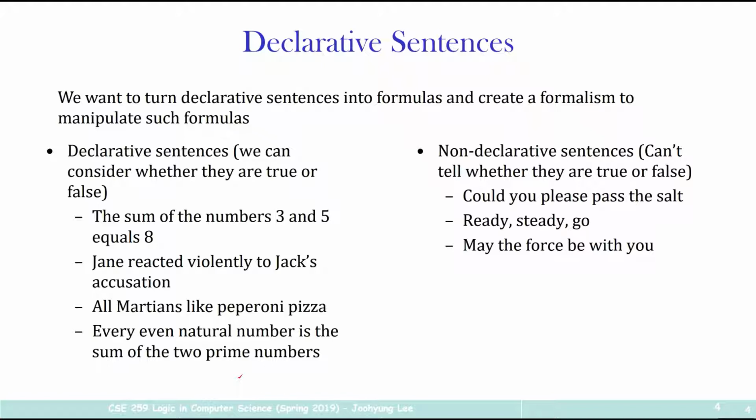Actually, that's not necessarily true for the last one. Actually, no, this can be assumed. Every even natural number is the sum of two prime numbers. This sentence is very mathematical, so there is no ambiguity, unlike the Martian example. You know what an even natural number is, right? So what are the even natural numbers? 2, 4, 6, 8, and so on.